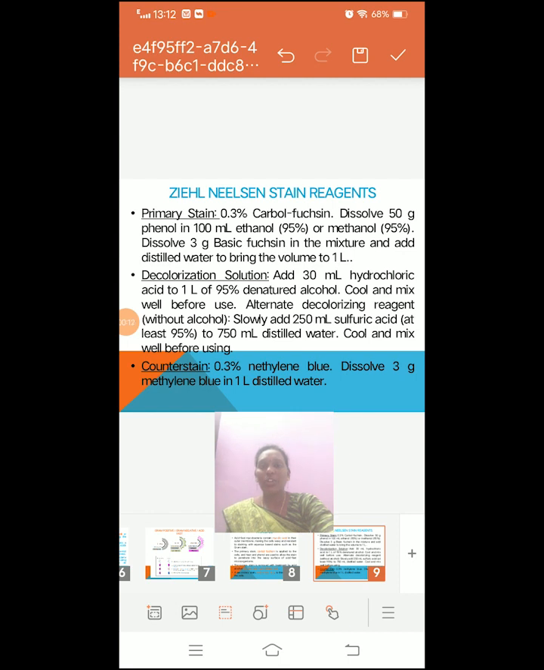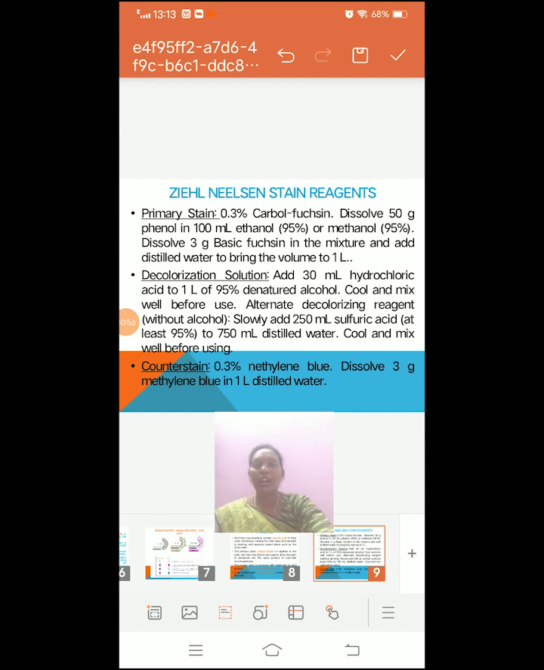The primary stain we use here is carbol fuchsin, that is 0.3% carbol fuchsin. We dissolve 50 grams of phenol in 100 ml of ethanol or methanol, and dissolve 3 grams of basic fuchsin in this mixture, and add distilled water to make up the volume to 1 liter. Then you have to prepare the decolorization solution, that is, you add 30 ml of hydrochloric acid to 1 liter of 95% denatured alcohol. This makes the decolorization solution. There is an alternate solution for this. You can also add 250 ml of sulfuric acid to 750 ml of distilled water, then mix it and use it.